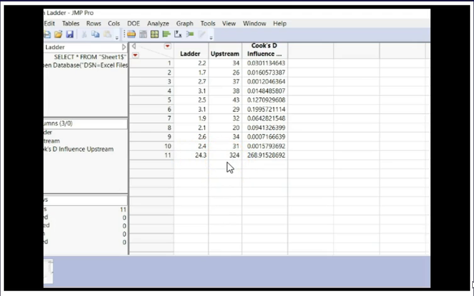So we talked about whether or not you can take out high leverage points, and it really comes down to whether or not they're correct. So let's just assume that this is correct, that on one day there really were a lot of fish coming through the ladder, and there really were a lot of fish upstream. Maybe that was the migration day for the species of interest.